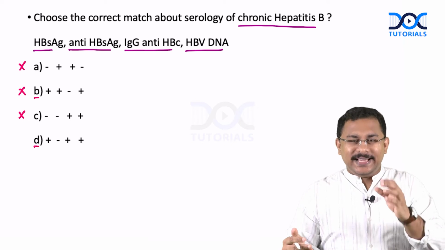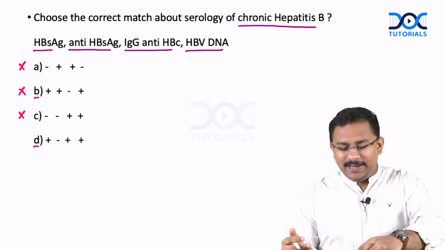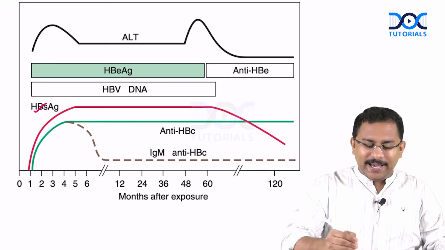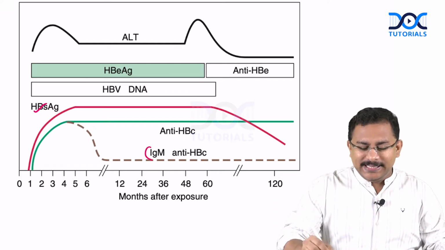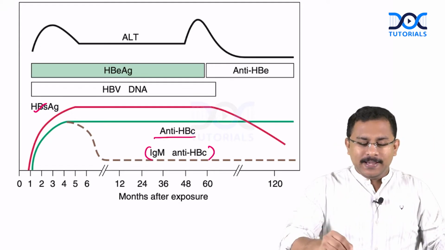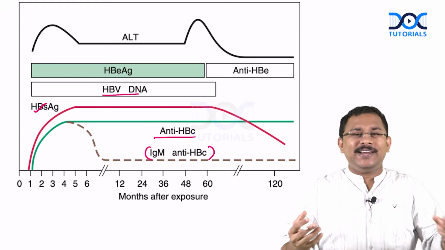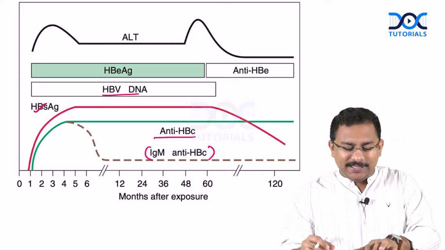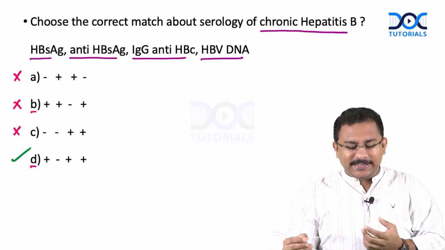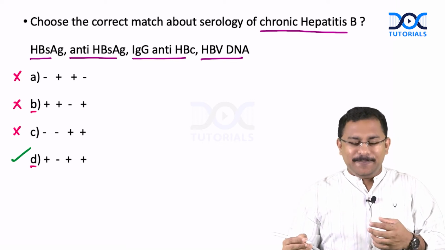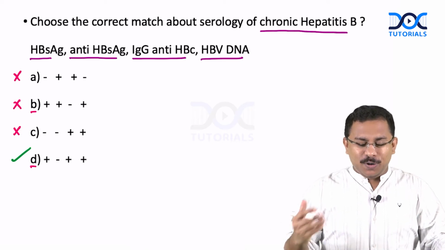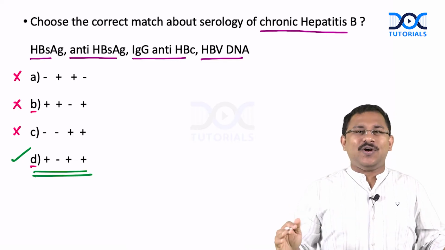IgG anti-HBc, yes, it will be positive, because let me just show you the figure from Harrison on the serological pattern of a chronic hepatitis B. You can see the HBsAg is persisting. The IgM anti-HBc will come down, whereas the IgG anti-HBc is going to persist. The HBV DNA is going to persist, especially during the replicative phase of hepatitis B. So option D, which is a positive HBsAg, negative anti-HBsAg, IgG anti-HBc positive and HBV DNA positive, that is going to be the serology of chronic hepatitis B.